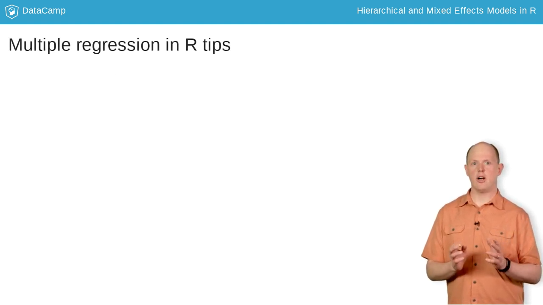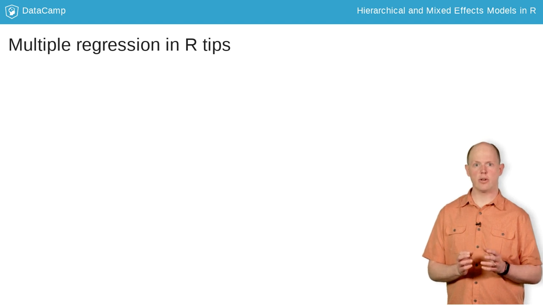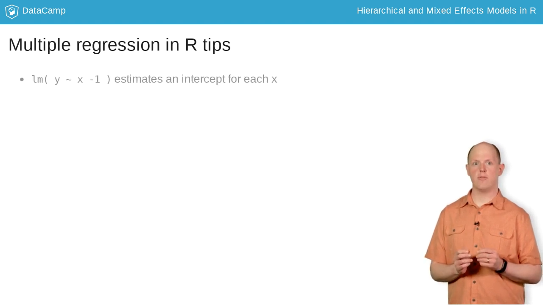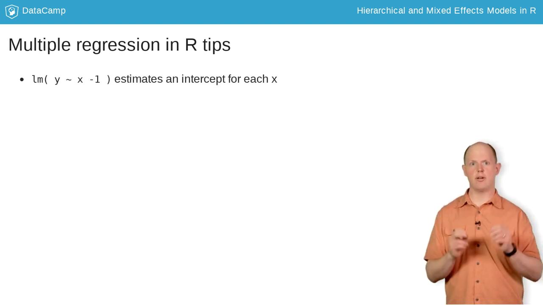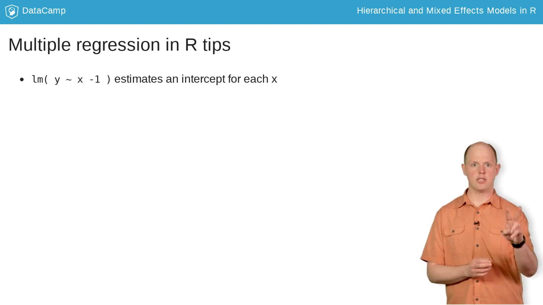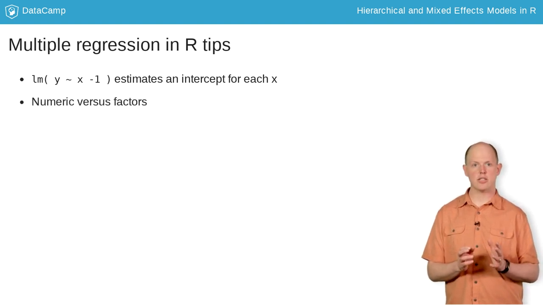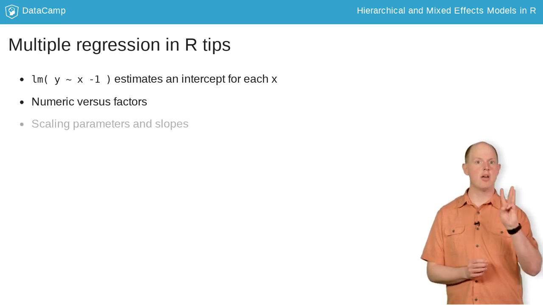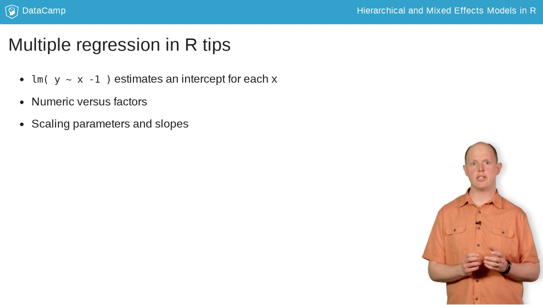Using linear models in R is relatively straightforward, but has some quirks. First, a minus 1 is needed to estimate an intercept for each group rather than the intercept relative to the first group. Second, if a predictor X is numeric, R treats it as a slope. Fix this by converting predictors to factors. Third, predictors may need scaling.